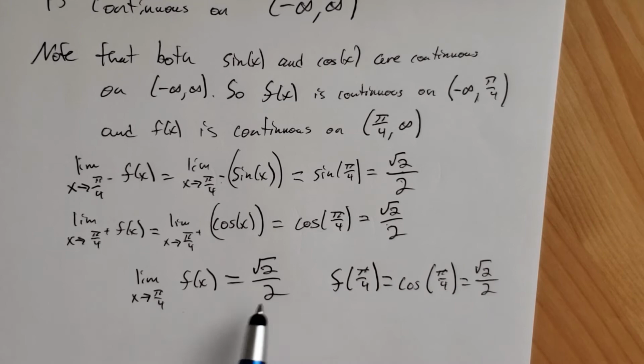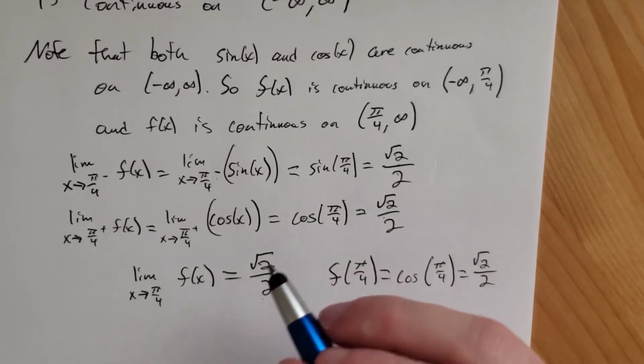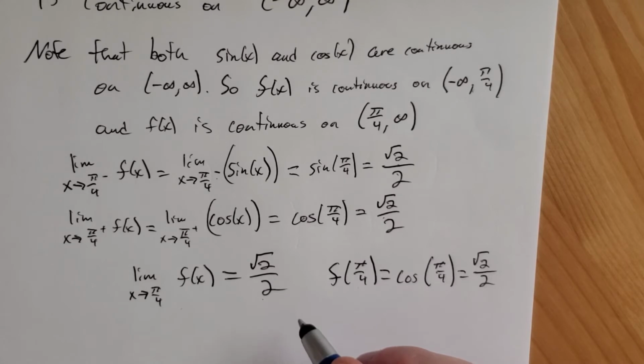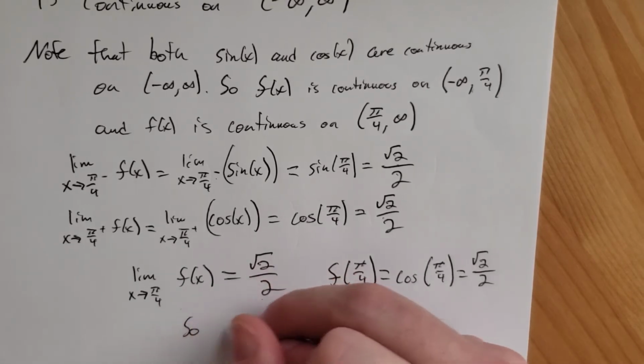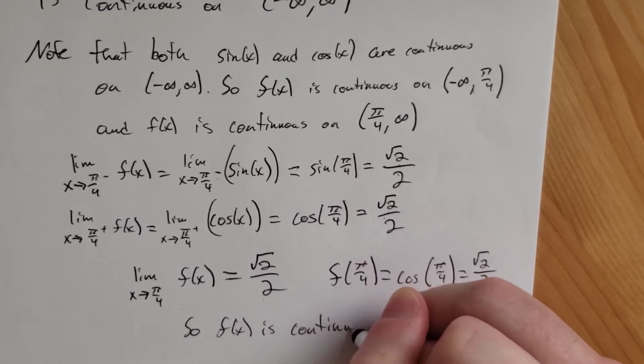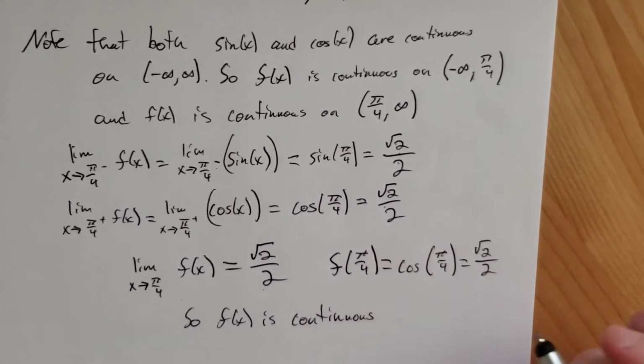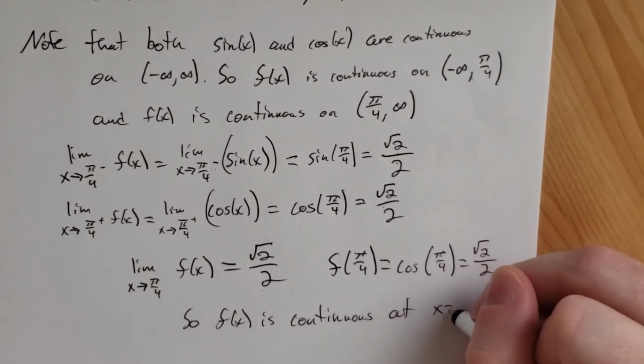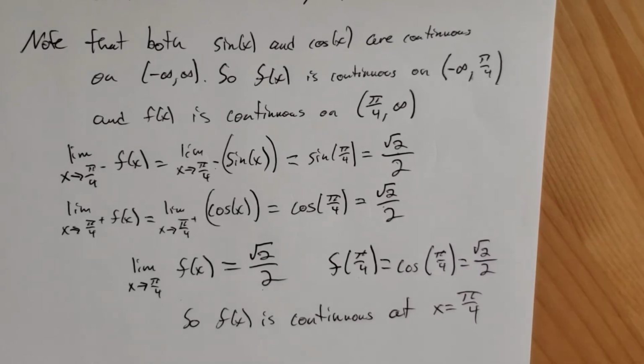So our limit exists. It is root 2 over 2. Our function value exists. It is root 2 over 2. If we put those two things together and they are equal to each other, so if our function value equals our limit at that point, then our function is continuous there. So f of x is continuous at x equals pi over 4.